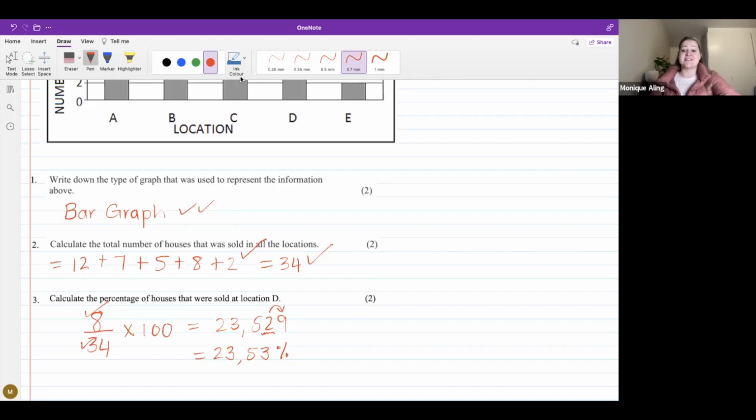So as you can see, guys, data handling, it's the same kinds of questions over and over again. They like to ask at least one percentage question. They like to ask you about what kind of graph you're looking at. They like to ask about the mean, mode, median, and range. So make sure that you practice these and you don't get confused between those 4 calculations.